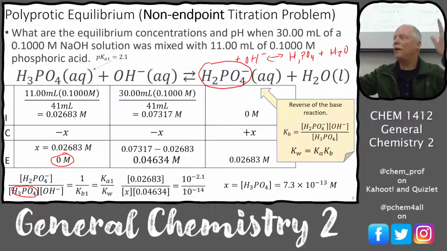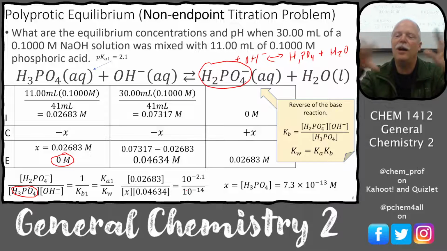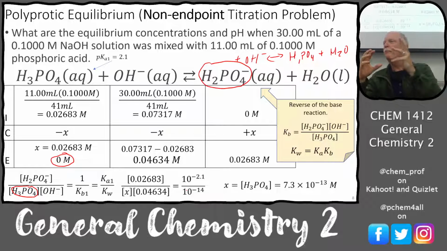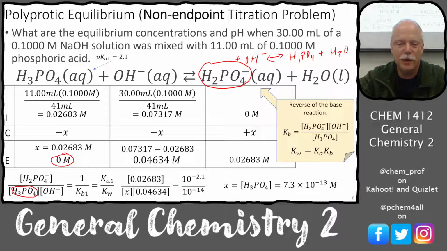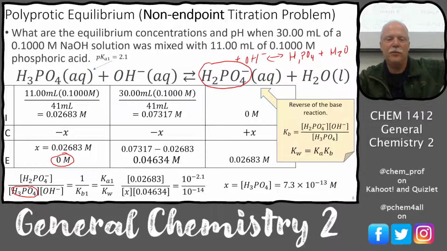So we got a lot of base. We've ripped all of the first protons off. There's a small chance, like a 1 in 10 to the 13 chance, that there'll be an H3PO4 running around with 3 protons. But as soon as it finds one of these base molecules, it's going to get stripped off. Okay, so that's the side sort of equilibrium calculation.